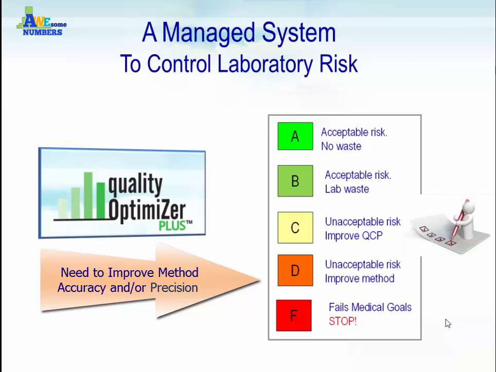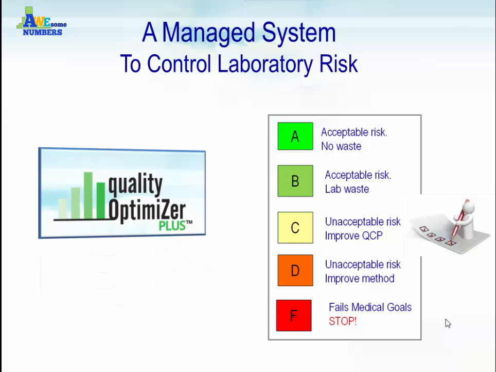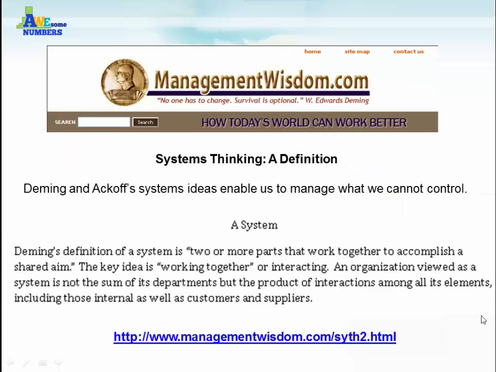So a grade D has a poor analytical process quality. It has a very low margin for error. Just improving the QC process is not going to make that method better. You need to be aware of which methods they are, and you need to take action to improve them. And a grade F means a fail. It fails your medical goals right now, and you need to stop. We're going to see some of each of these grades in real examples.